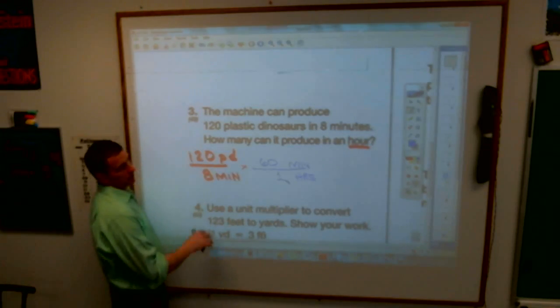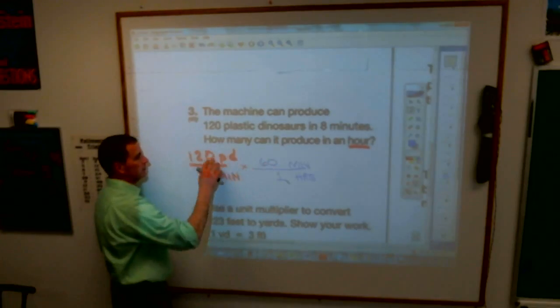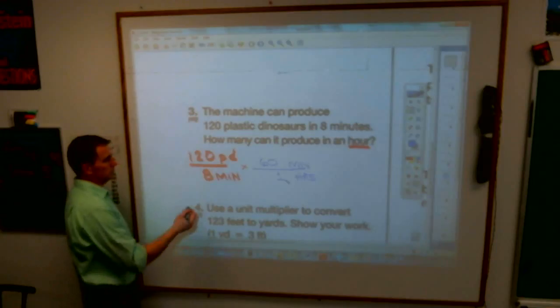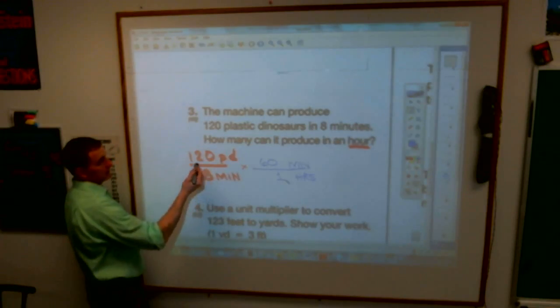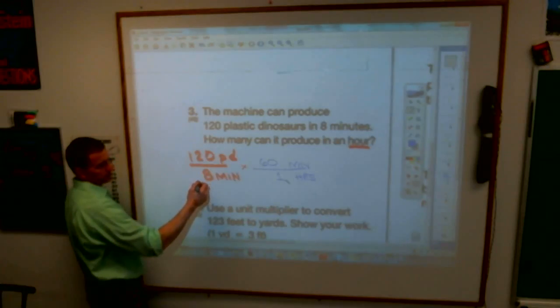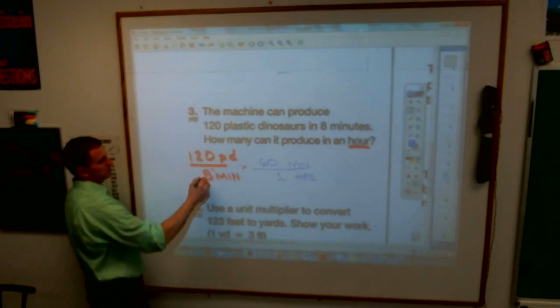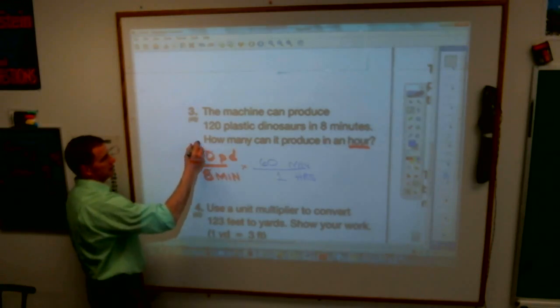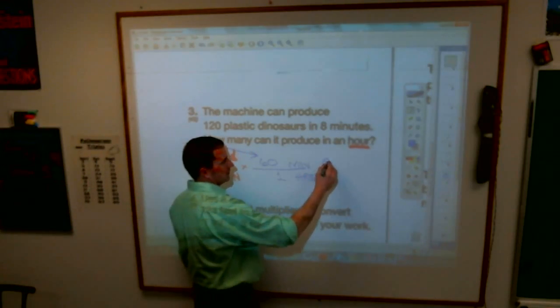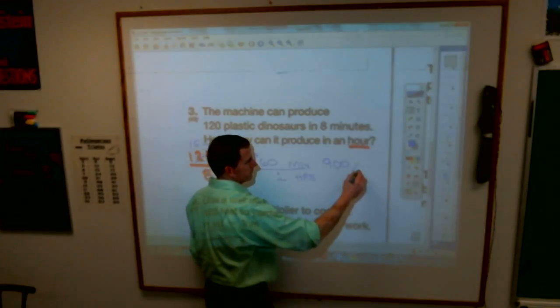However you want to do it, you could reduce this and then multiply by that. You could multiply those two and then divide by 8. Here, I'll reduce this. 4 goes into both of these. 8 probably goes into it. Yeah, 8 goes into it 45 times if you're right. No, 8 goes into it 15 times. And then 15 times 60 is probably 900. 900 per hour.